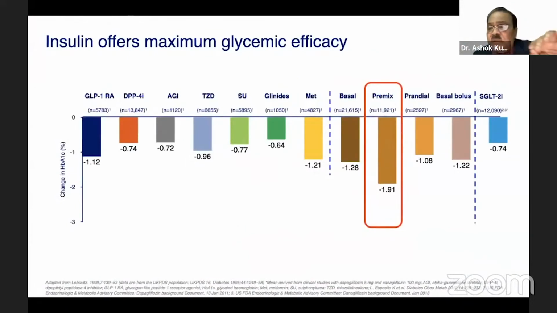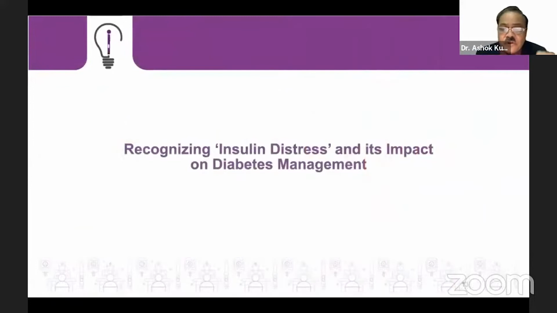We have to tell the patient, we have so many areas, so many gamuts of treatment, so many instruments, but insulin offers maximum glycemic efficacy. And it has been said rightly, quote unquote, insulin never fails. Any degree of hyperglycemia, insulin can bring it down, as you see in this particular cartoon. And we have to also say that you may have some problems. We recognize it. We call it insulin distress. It has been widely discussed, and how does it impact diabetes management and how can you conquer it?